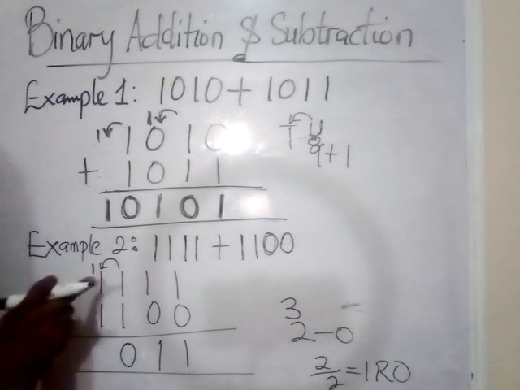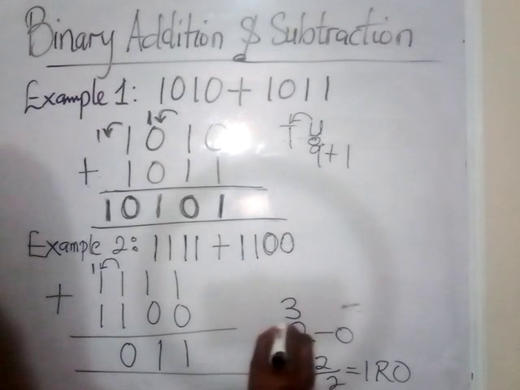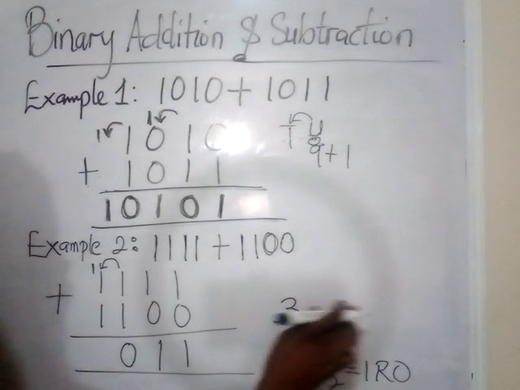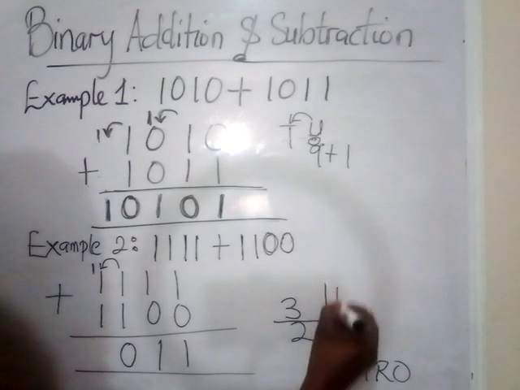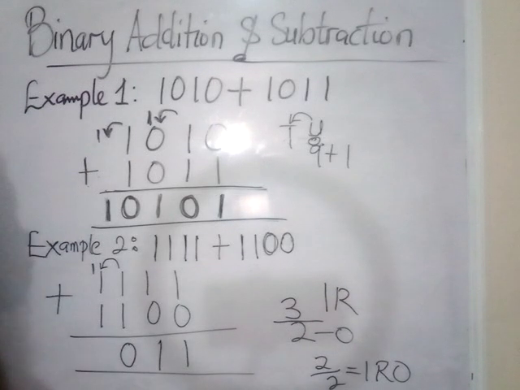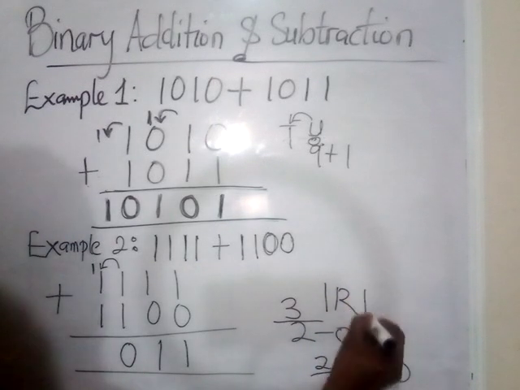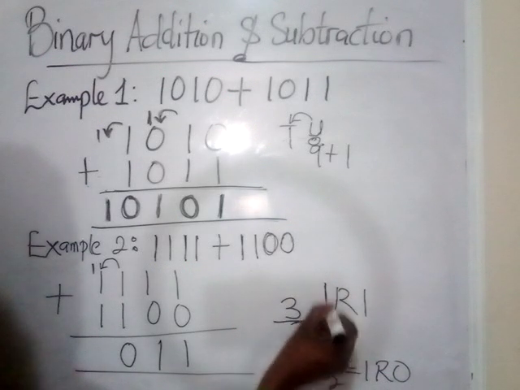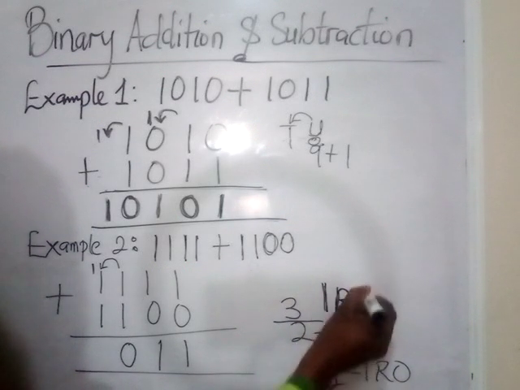Now look at the case of 3. Remember, we are adding 1 plus 1 plus 1, which is 3. So you're going to do 3 divided by 2. If you divide 3 by 2, you are going to get 1, because 2 can only go into 3 once, and then there is a remainder of 1.